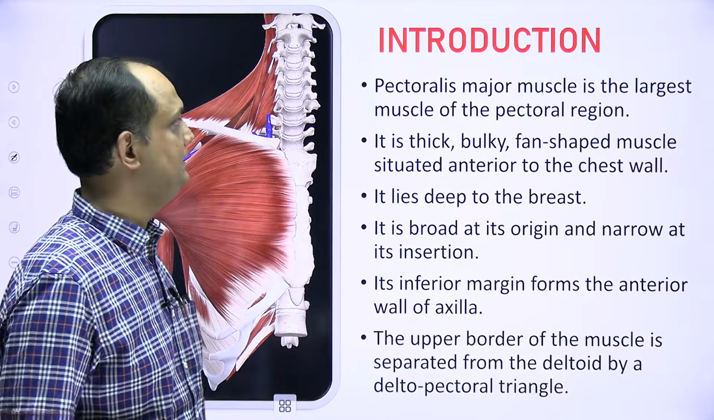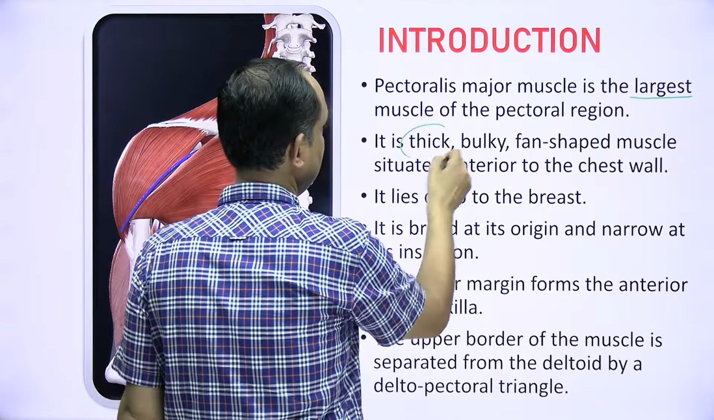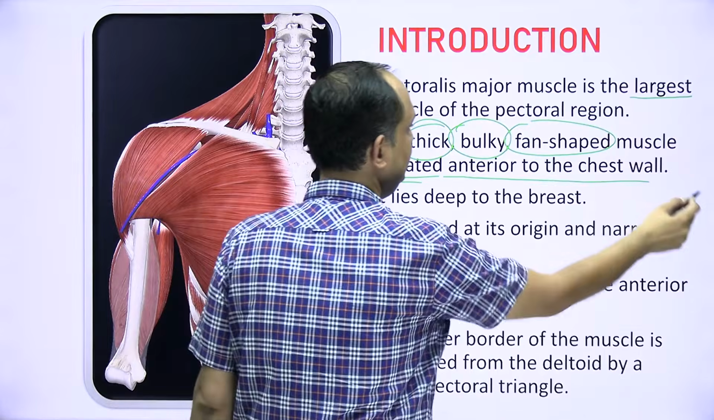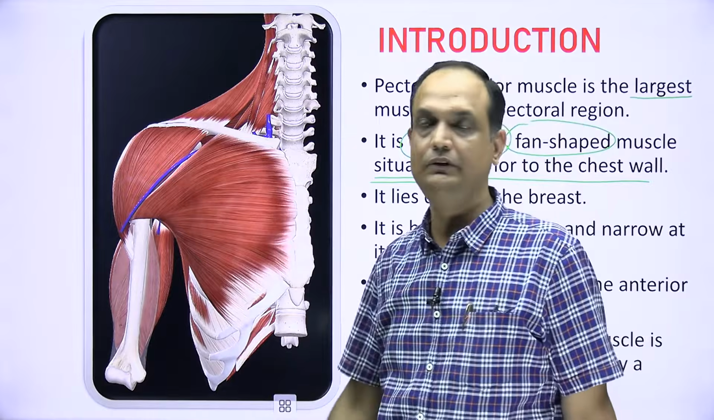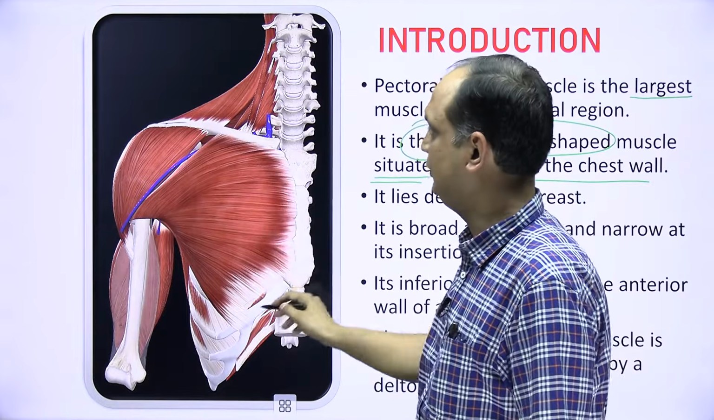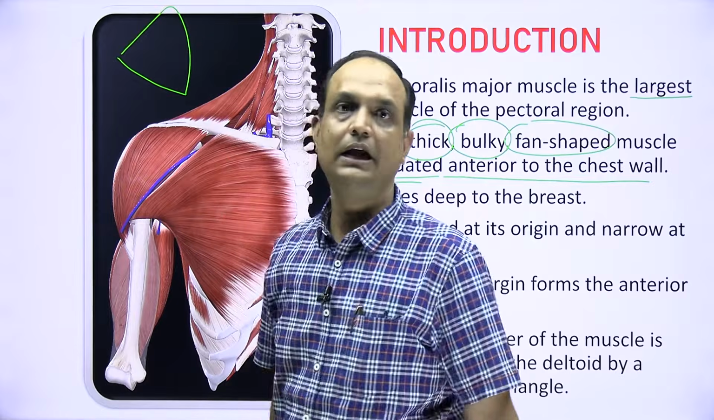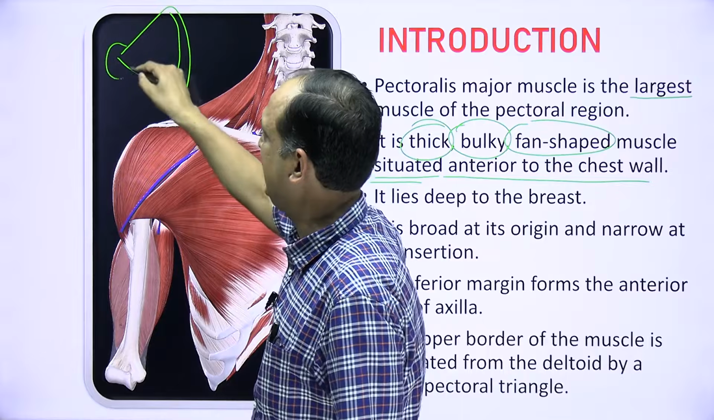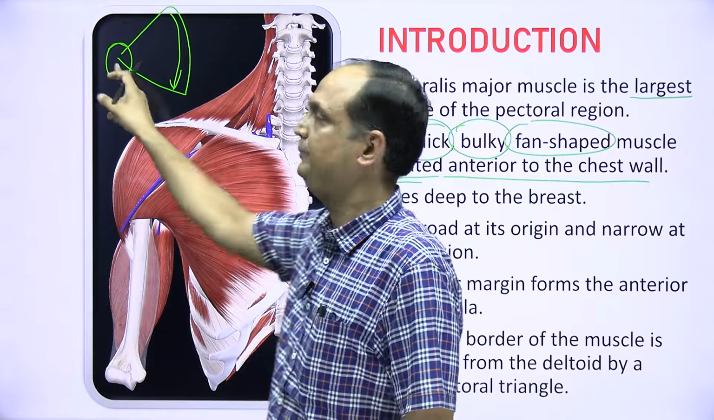This pectoralis major is the largest muscle of the pectoral region, and it is a thick, bulky, fan shaped muscle situated on the anterior chest wall. When you see this muscle in the dissection, you will find that it is a very broad, fan shaped muscle. What does it mean? That it is broader at one end and narrower at the other end. The broader part is its origin area, and the narrow part is the insertion area. That is why it is known as a fan shaped muscle.